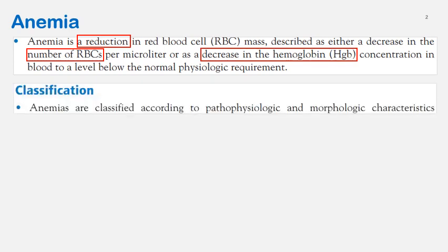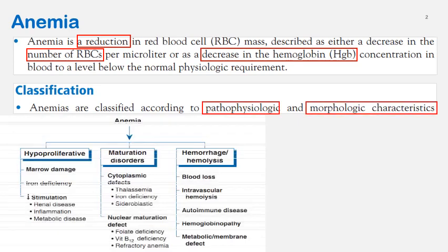Anemia classification: anemia can be classified according to physiological or morphological characteristics. Physiological or pathophysiological causes include hyperproliferative causes, including bone marrow damage, iron deficiency, or decreased stimulation of the bone marrow, which occurs in renal disease, inflammation, and metabolic conditions. Or RBC production is okay, but the maturation to mature RBCs is defective. There is a defect, like a cytoplasmic defect in thalassemia and iron deficiency, or a defect in nuclear maturation, like in folate or B12 deficiency and refractory anemia.